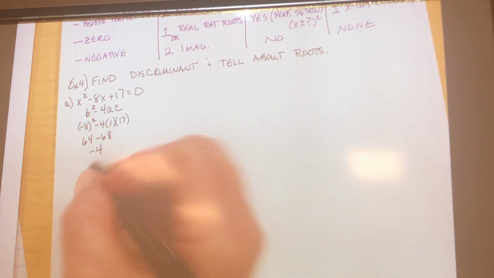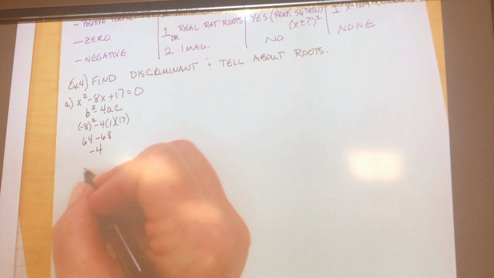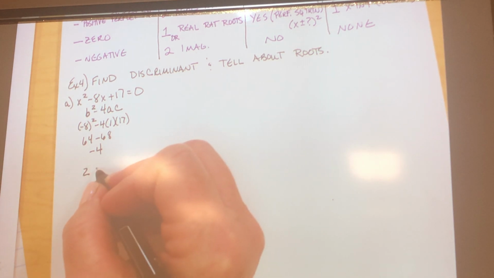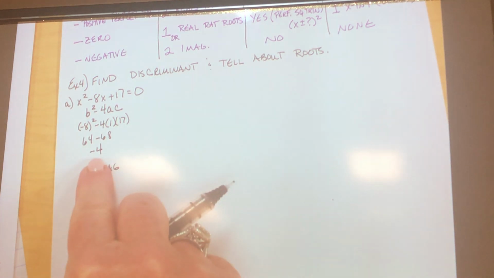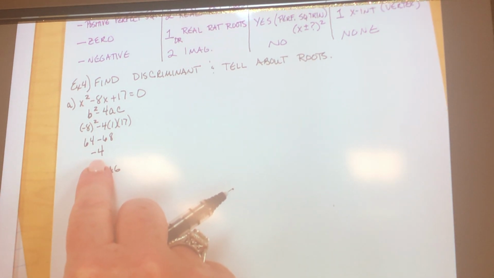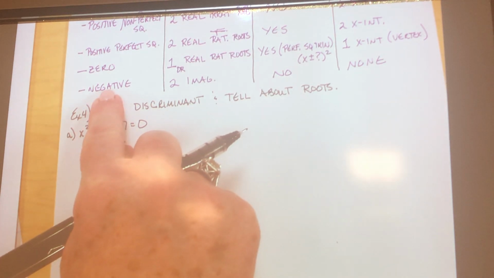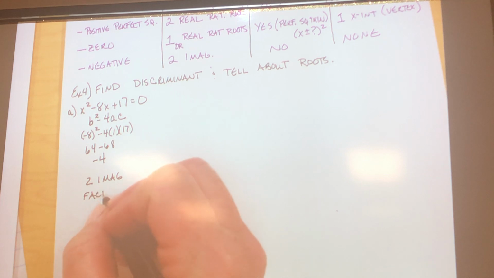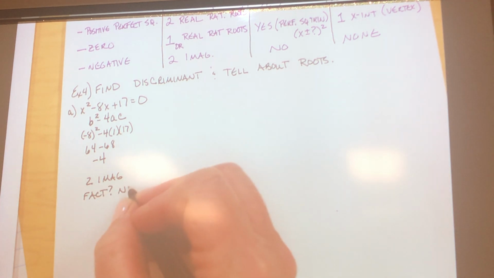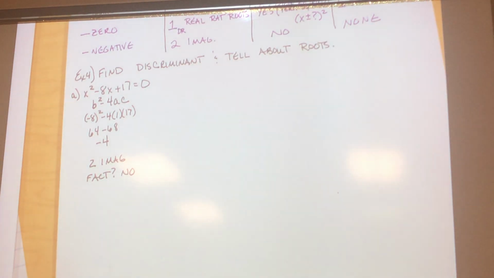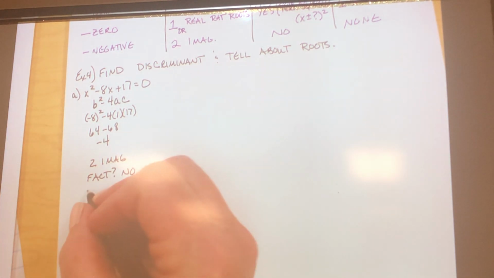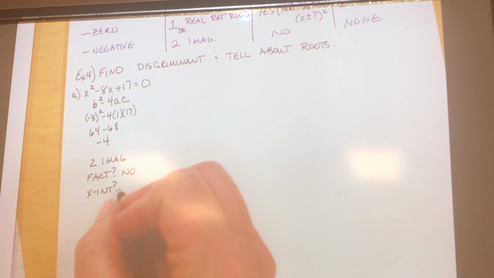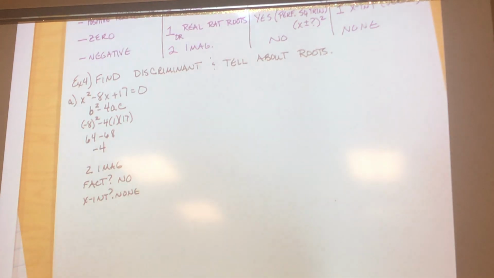So tell me about my roots. How many? What are they? Imaginary. Why are they imaginary? Because you got a negative number under the radical, guys. Look, right here, negative, 2 imaginary. Okay? Is he gonna factor? No, he's not gonna factor. You never factored and found imaginary roots. Okay? What about my x-intercepts? None. Very good. All right, everybody ready?